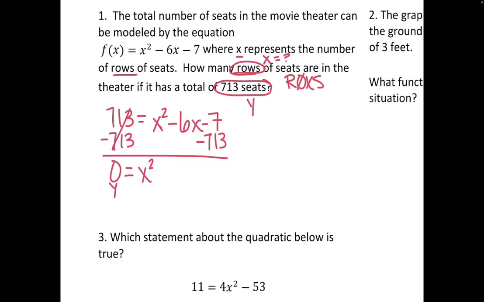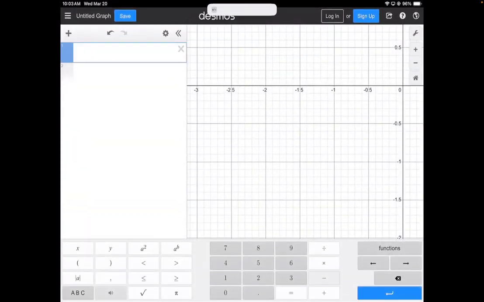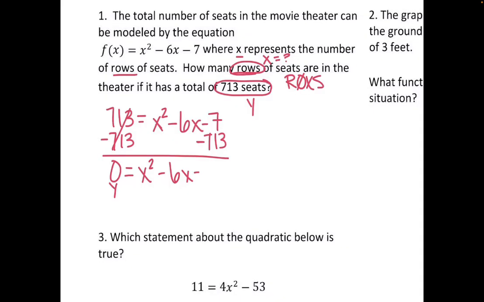So x squared minus 6x, negative 7 minus 713. If you are unsure of that, negative 7 minus 713 is a negative 720. It's okay if you want to double check your work in the calculator just to be sure. And then, so that was our first step, right? We set it equal to 0. And now what we're going to do is we're going to graph this. And we're going to look for those roots.